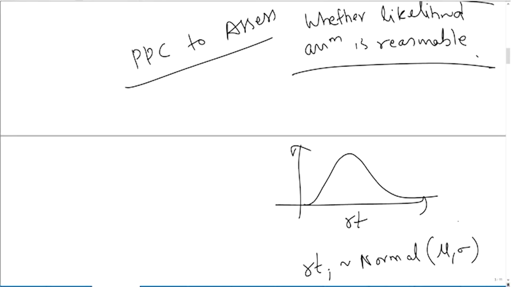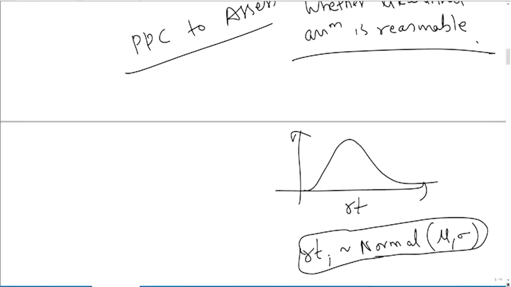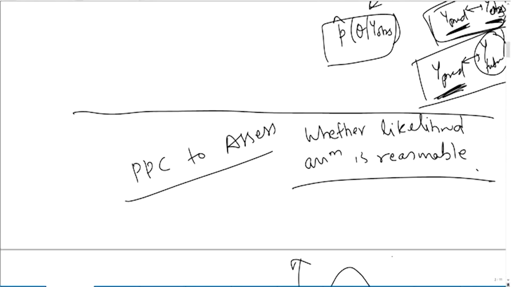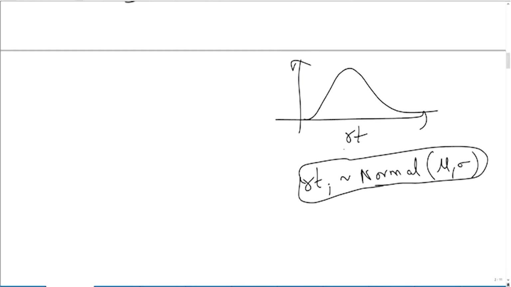Now, using PPC, you can check whether your likelihood assumption, which is normal, is a reasonable assumption given these data points or not. PPC is very useful for that. Basically you will follow the same approach: you will generate posterior predictions and compare them against the observed data, and if the posterior predictions look different from the observed data, that means your likelihood assumption is unreasonable. And there is intuition behind this.